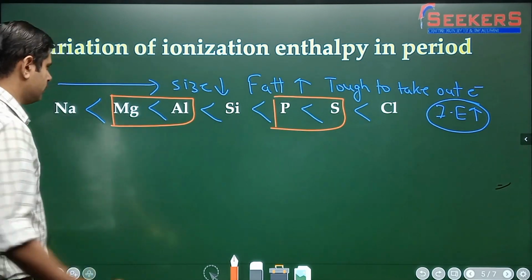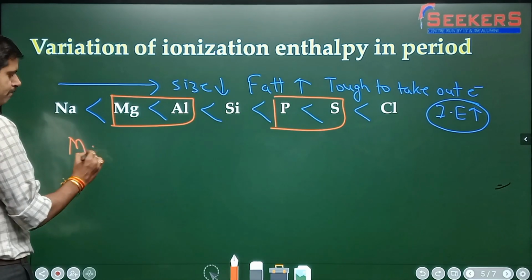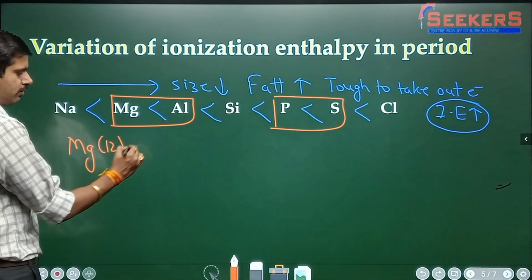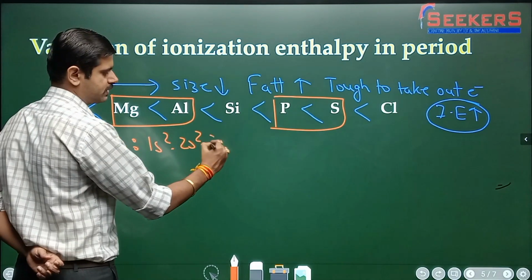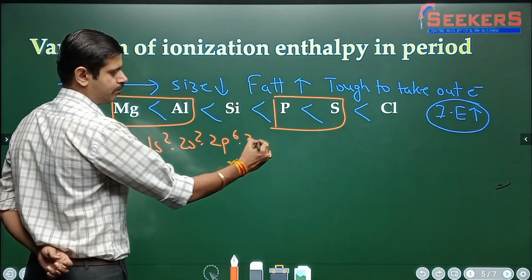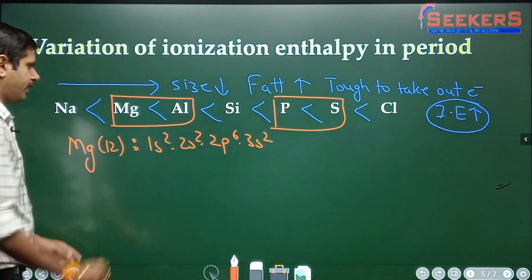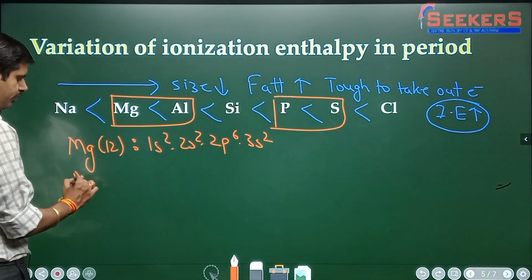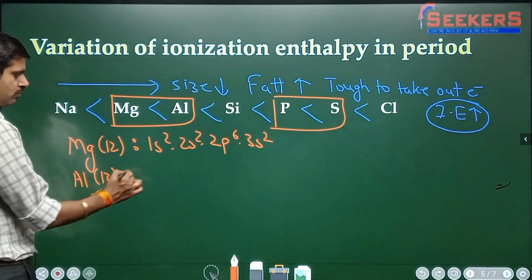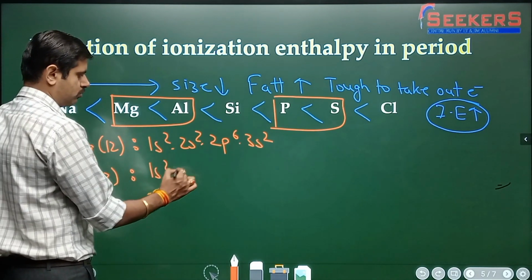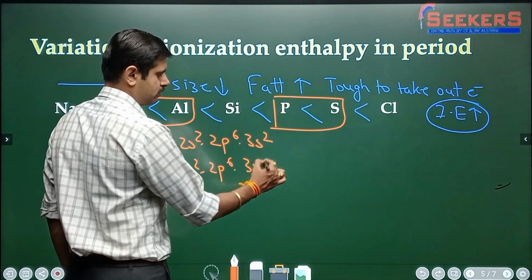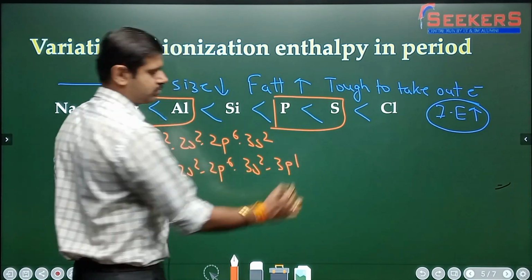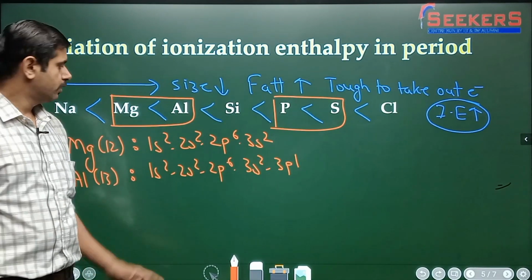What will happen here? See, magnesium has atomic number 12. If we write its electronic configuration, it is 1s2, 2s2, 2p6, 3s2. If you write the electronic configuration of aluminium, it is 13: 1s2, 2s2, 2p6, 3s2, 3p1. Clear?